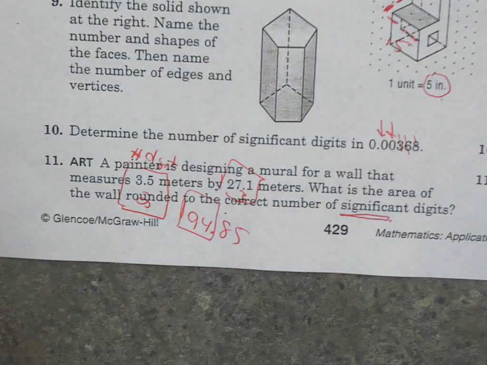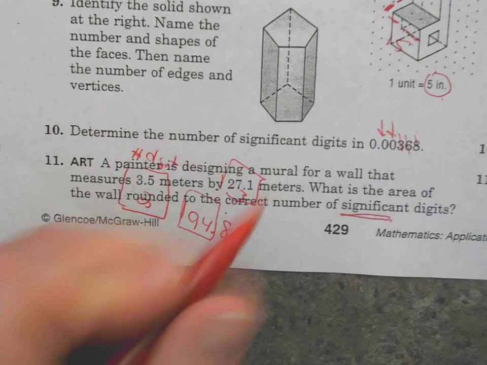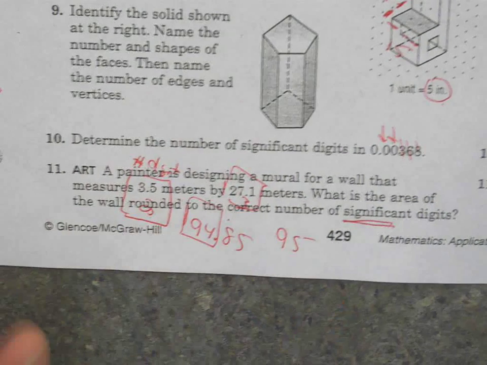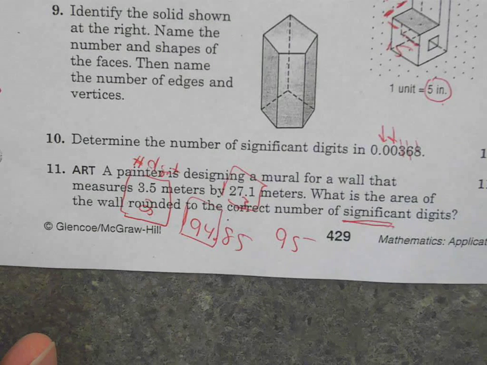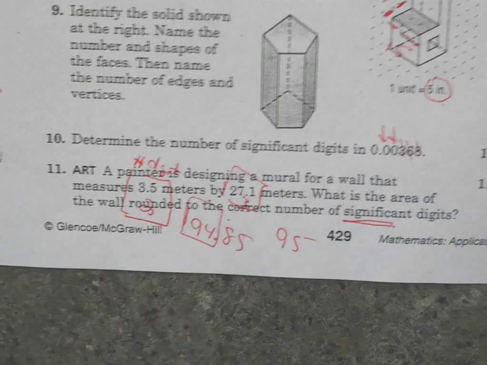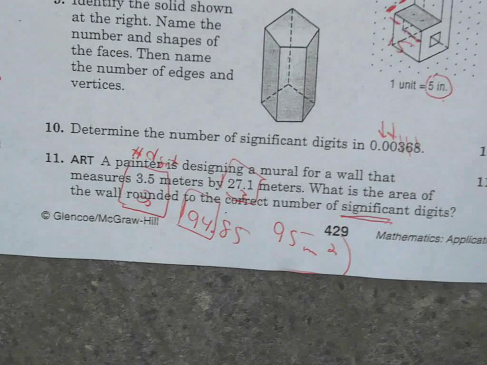And here's the part that some people got a little messed up on. I'm allowed 2 numbers, but I'm allowed to look to the right and see what I got. 5, 6, 7, 8 rounds up. 4, 3, 2, 1 stays the same. What do I call this then? 95. Now, I want to be a gigantic unit geek. What kind of units do I have? Yeah. Square meters.